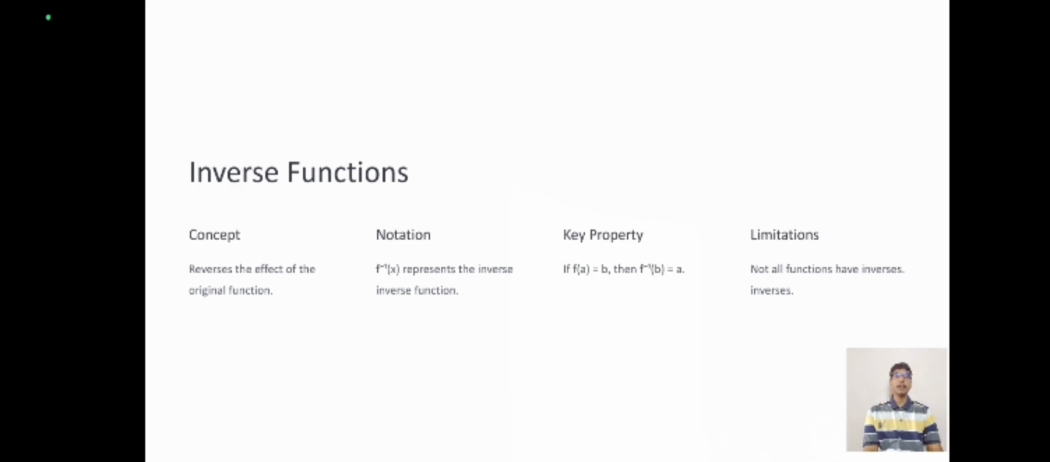Let's test this graphically using the horizontal line test. If you draw a horizontal line that intersects the graph more than once, the function does not have an inverse.